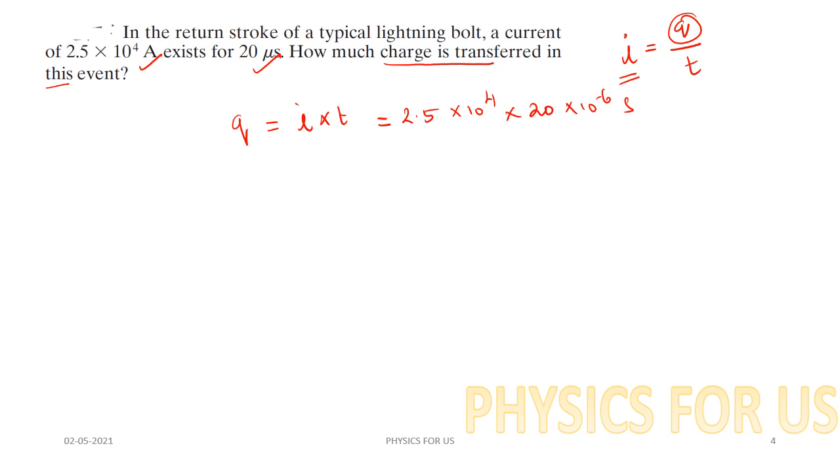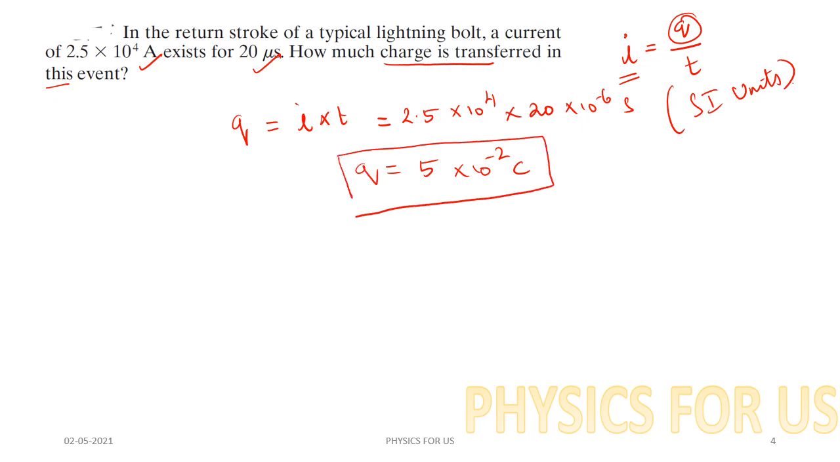Please note, while solving problems, please use SI units. Once you solve this, 2.5 into 20 gives 5, and minus 6 plus 4 is minus 2, so we get 5 into 10 power minus 2 coulomb. This charge of 5 into 10 power minus 2 coulomb is transferred during this lightning stroke. As we discussed, these are problems which require numerical calculations.